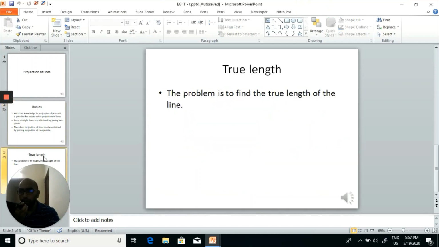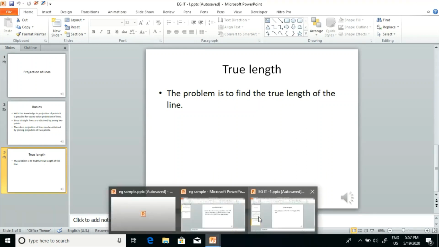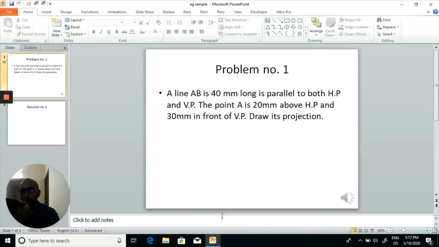In most of the problems in projection of lines, you will be asked to solve and find the true length of the line, or the length of the line. So we will solve a problem related to projection of lines. You have to understand the question very carefully.